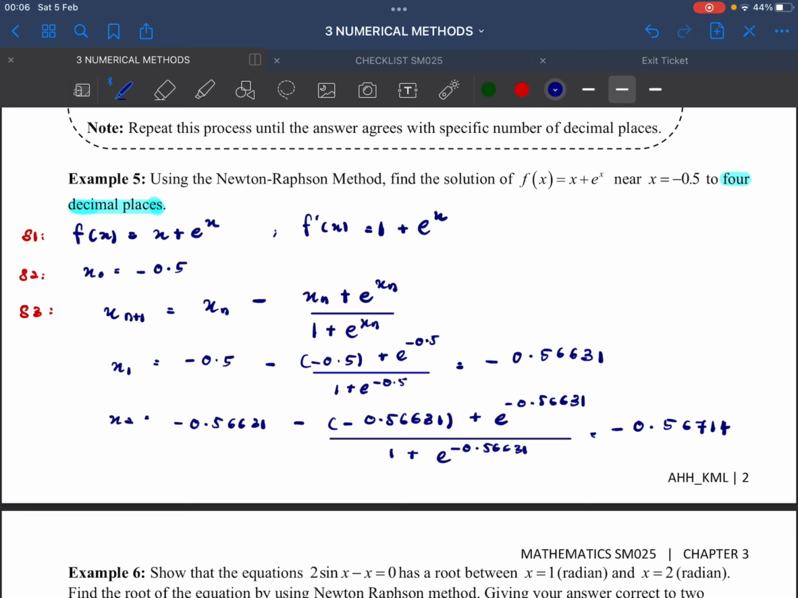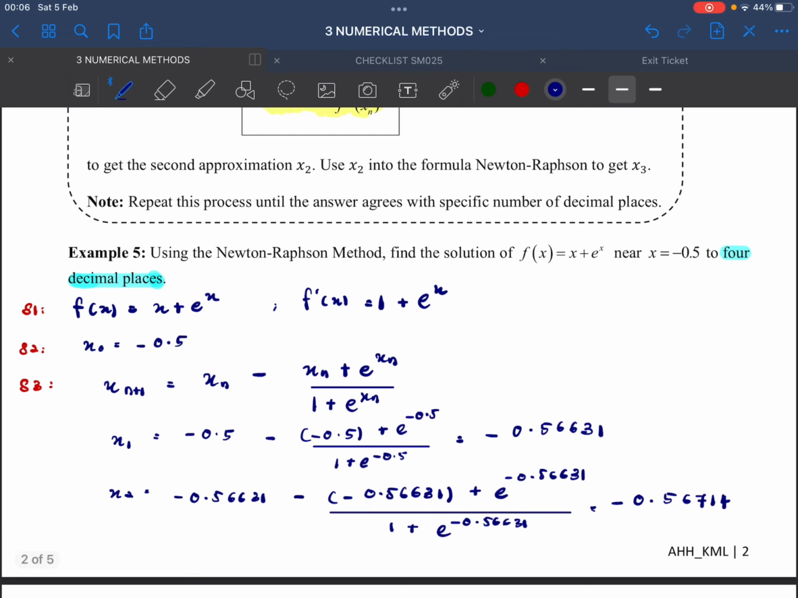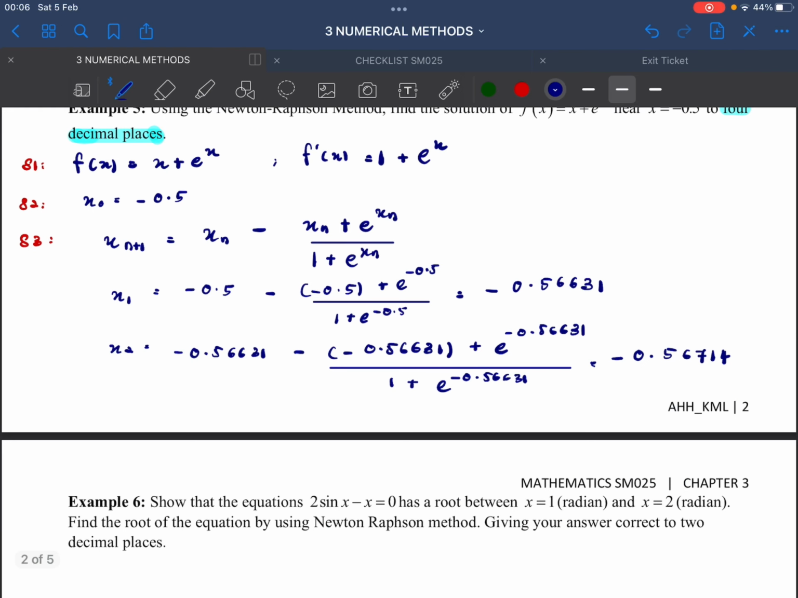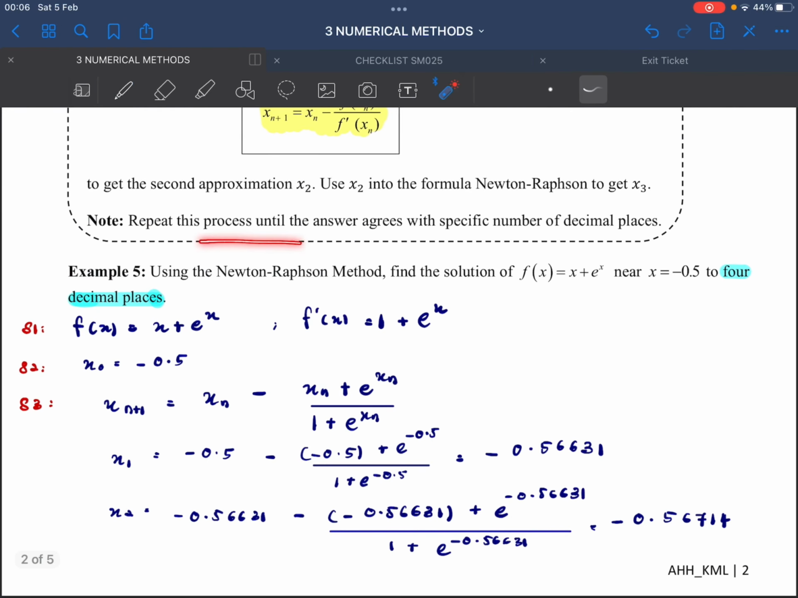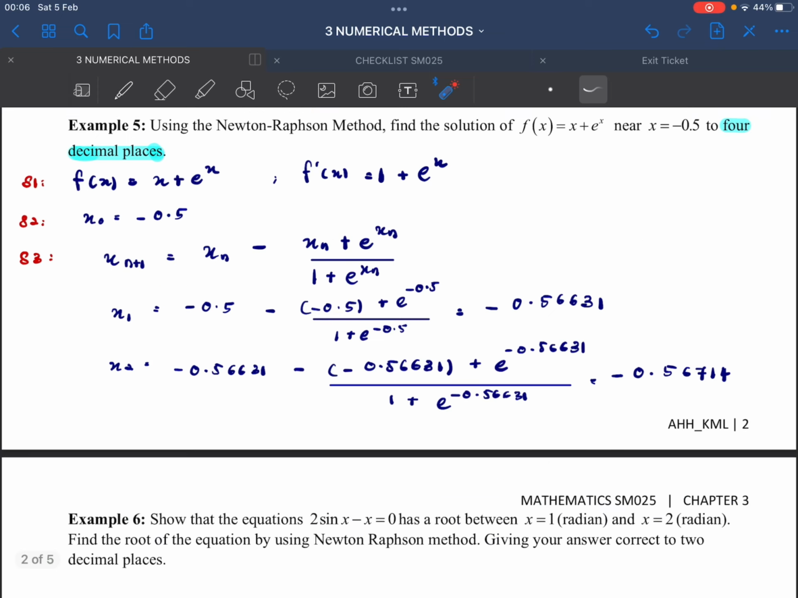So until when do we keep doing this iteration? Until you have the same number. Here we have: repeat the process until the answers agree to the specified number of decimal places. Okay, let's try one more time.